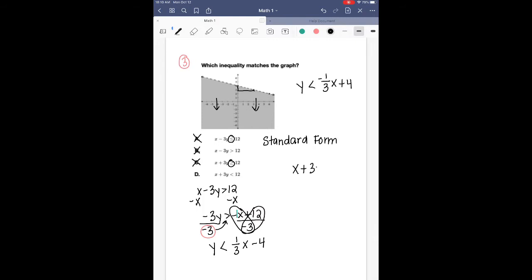So then I'm going to go to D, and I'm going to solve for y there. I'm going to subtract x. So 3y is less than negative x plus 12. And I'm going to divide by 3. I do not need to flip the sign because my 3 value is not negative. Again, there is a negative 1 there. So negative 1 divided by 3 is going to give me negative 1/3 x. And 12 divided by 3 is going to be plus 4, which is exactly what I'm looking for.